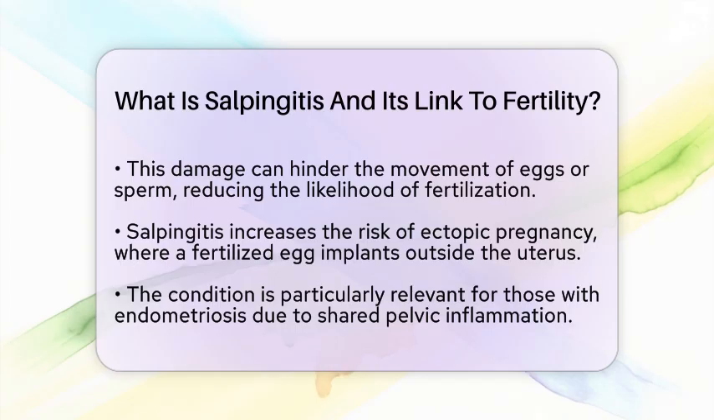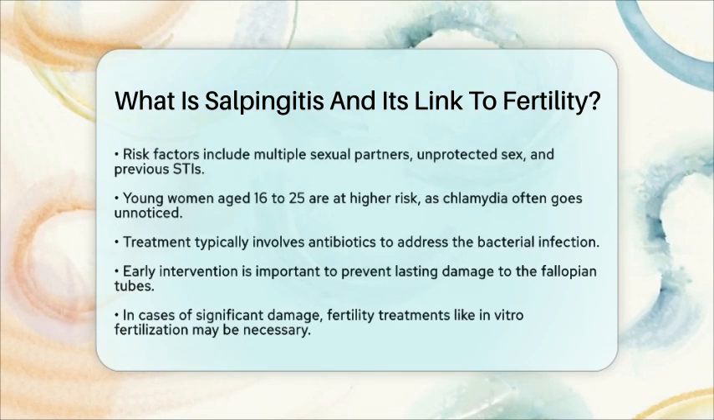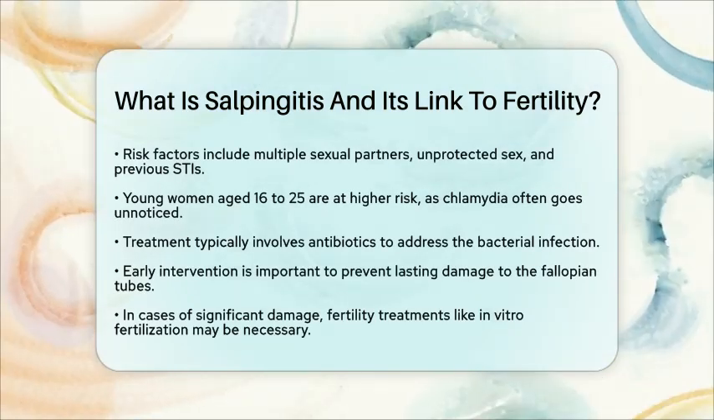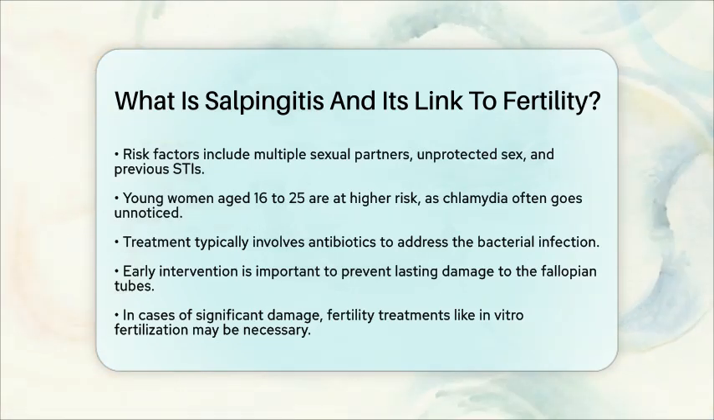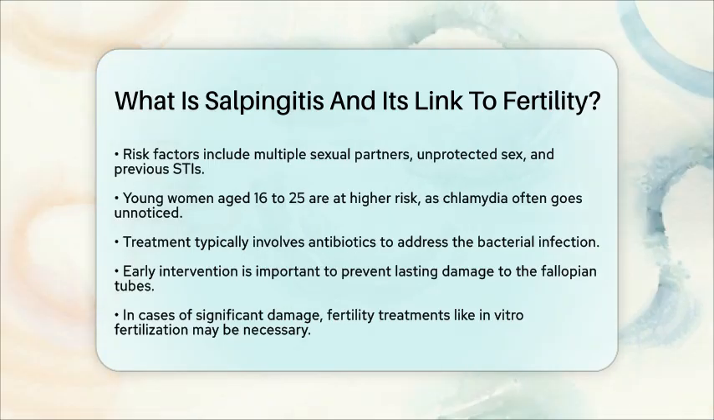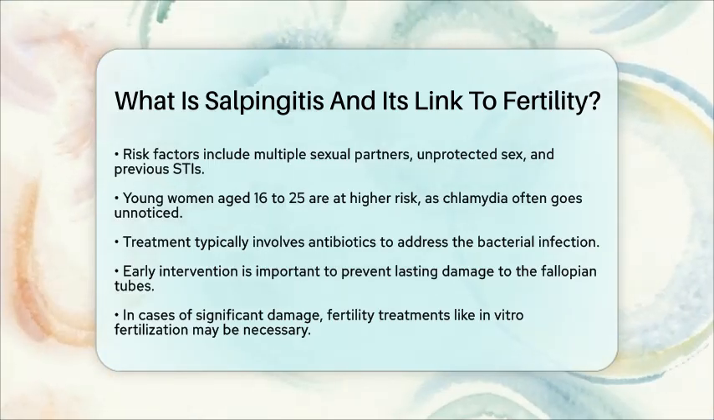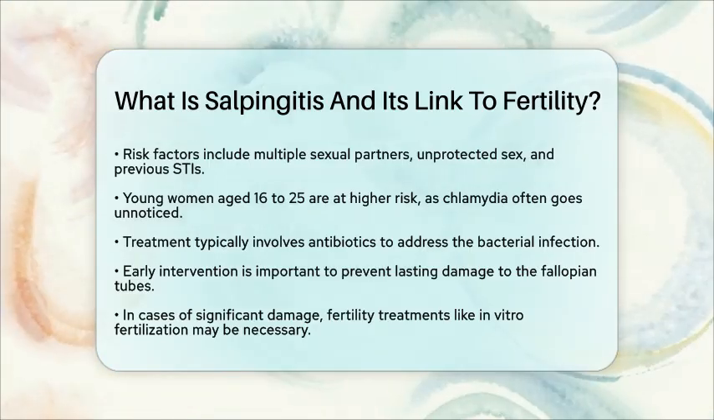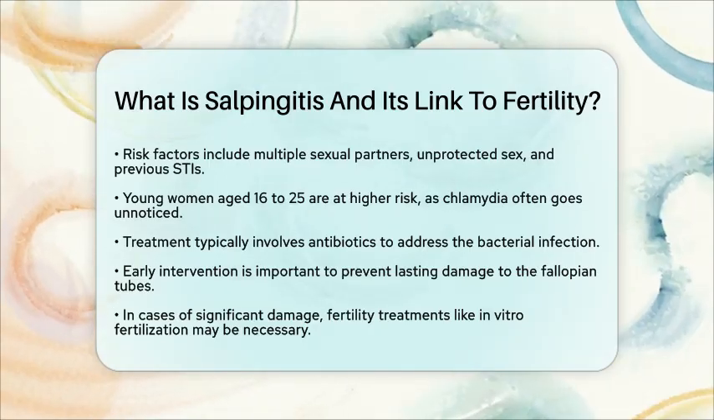Treatment for salpingitis typically involves antibiotics to target the bacteria causing the infection. Early treatment is vital to prevent lasting damage to the fallopian tubes and to help preserve fertility. In cases where damage has already occurred, fertility treatments like in vitro fertilization may be necessary, as natural conception could be more difficult. In summary, salpingitis is an infection-driven inflammation of the fallopian tubes that can significantly impact fertility.